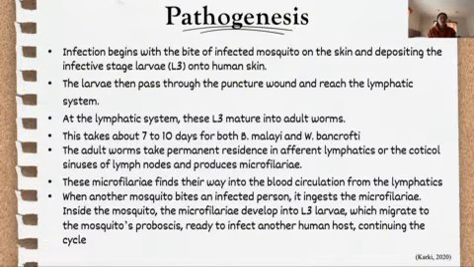These adult worms will mate and produce millions of microscopic worms called microfilariae, and they will find their way into the blood circulation from the lymphatics. So when another mosquito bites an infected person, it will ingest these microfilariae, and then inside the mosquito, these microfilariae will develop into the third stage larvae, and then will migrate to the mosquito's proboscis, ready to infect another human host, continuing the cycle.